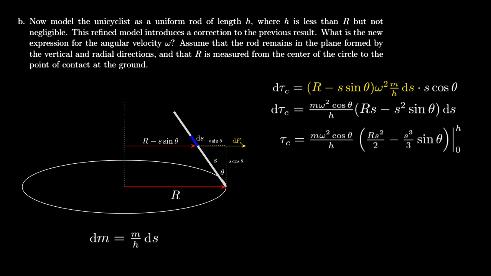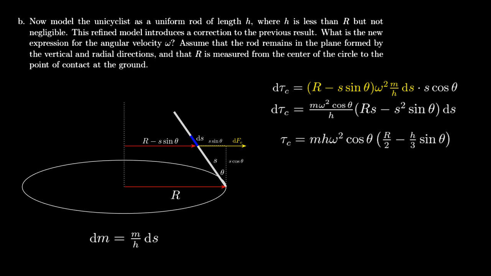At s equals 0, the parentheses gives us a value of 0, whereas at h, it gives us R h squared over 2 minus h cubed over 3 sine theta. So this is just equal to that value, since we're subtracting out 0. Now, this is a good expression for the torque, the total torque about the point of contact with the ground due to the centrifugal force.